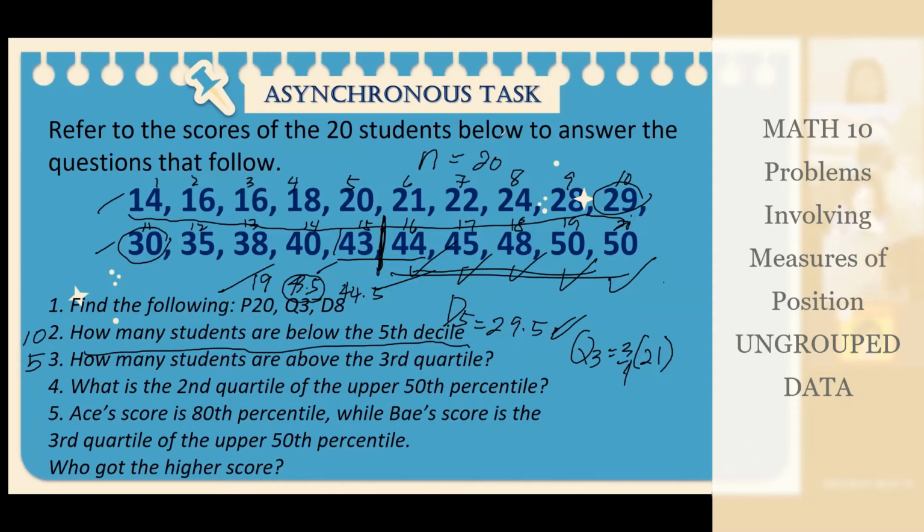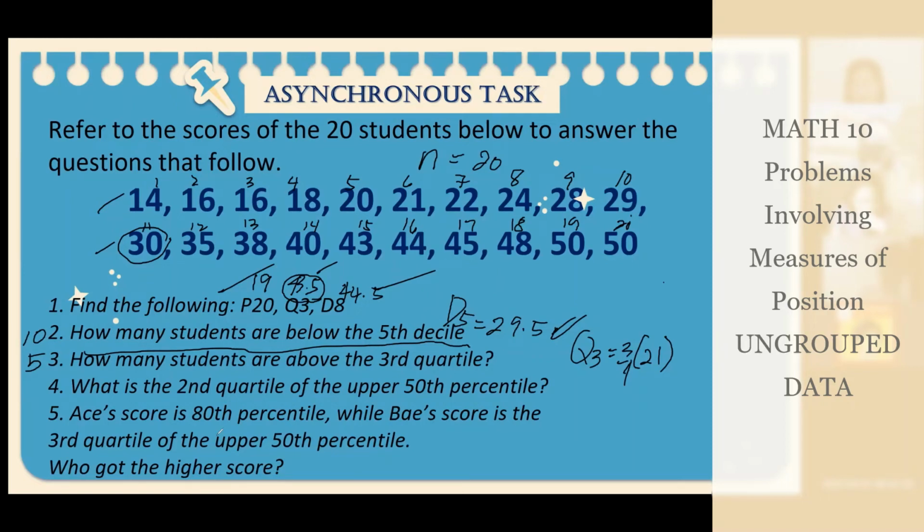I-clear ko na muna ha. Nagkakagulo na yung ating... Erase ko lang to. Erase ko yun. Ito. Yung line. Ano pa? Ito. Let me erase para mas... Okay, let me erase the circle. Yan. So, let's analyze number 4.